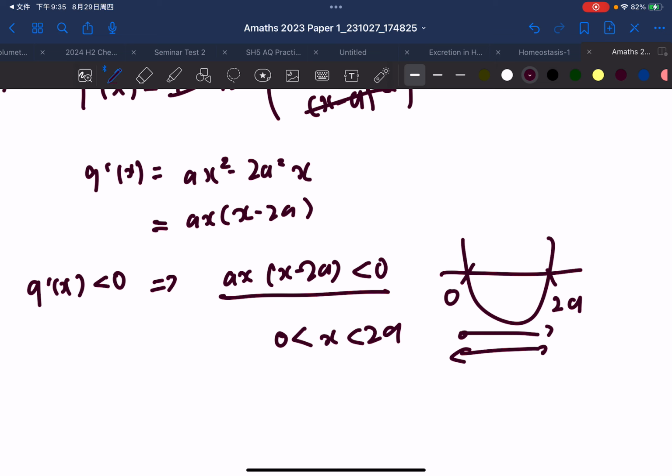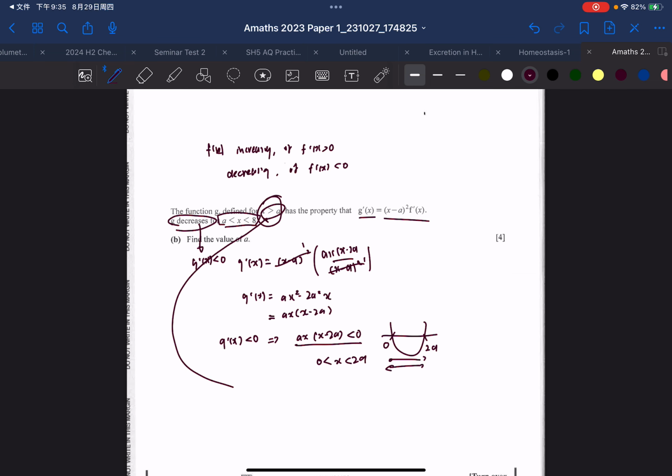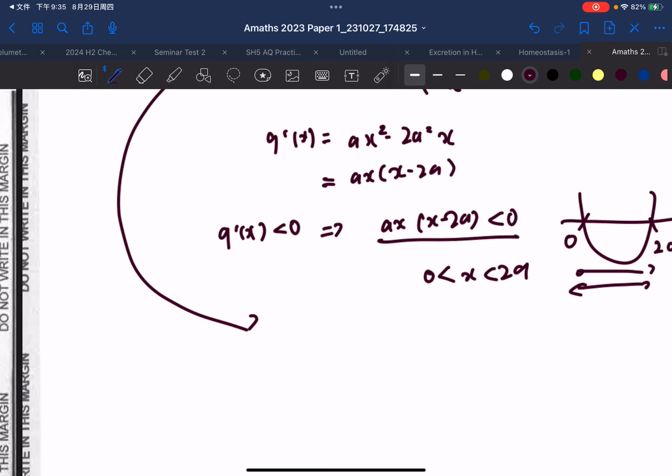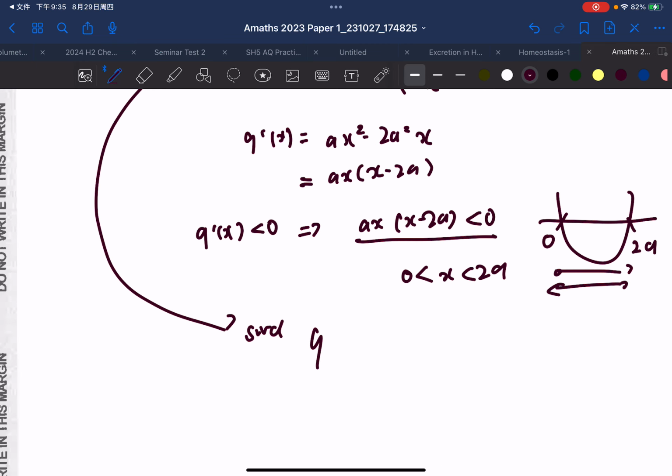After we solve this, we know that because what? Because we realize that g is only defined, we see here, g is only defined when x is larger than a. Okay, so since g is defined for x larger than a, then a is also larger than 0. How do I know that a is larger than 0? From what I have here. Okay?